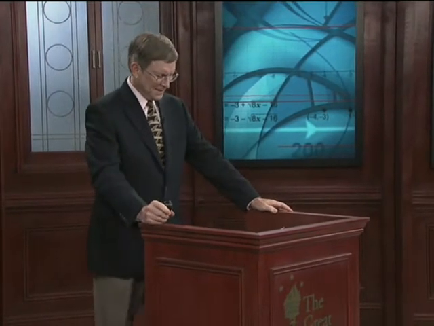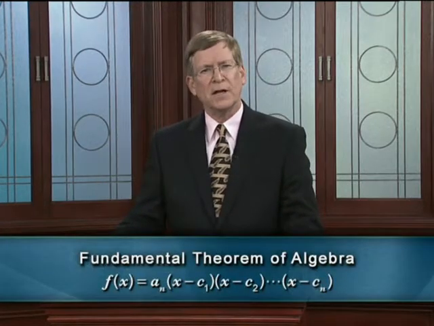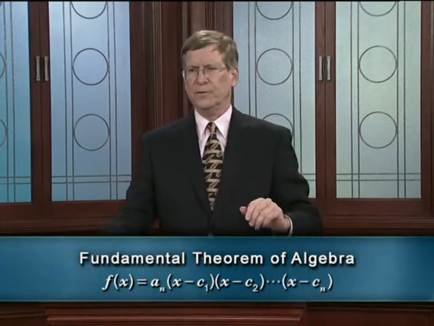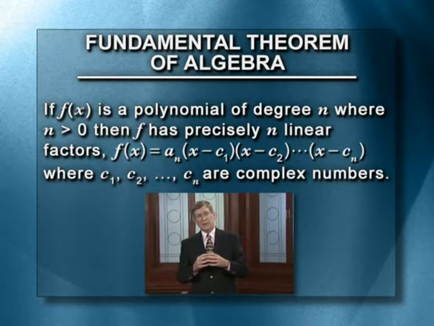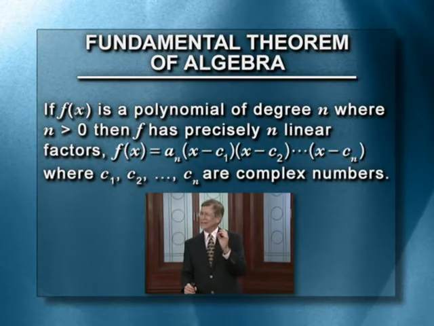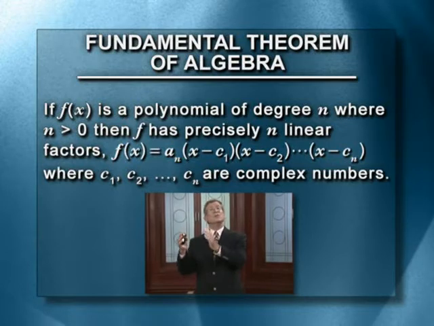Now, complex numbers permit us to find the roots of quadratic polynomials. In fact, now the quadratic formula, we can use it even though we're taking square roots of negative numbers. We just convert those to complex numbers. But we can go a lot further. We now can take any polynomial of any degree and factor it into linear factors. This is called the fundamental theorem of algebra. Let me state it for you. If f of x is a polynomial of degree n, where n is greater than 0, then f has precisely n linear factors. In other words, the polynomial can be factored.